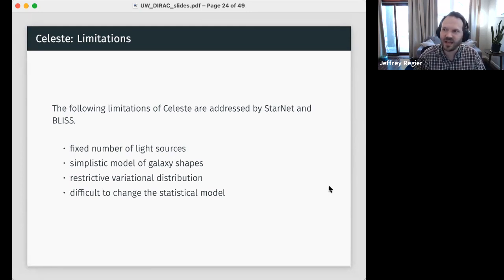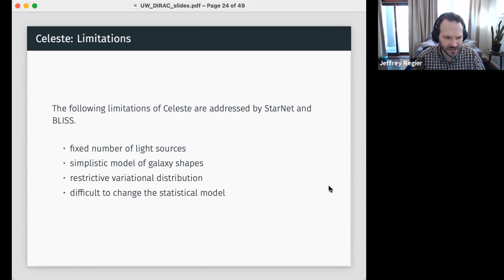The shapes of the galaxies we used were simplistic. The galaxies, as I said, were this mixture of normal distributions. And I found that to be a serious source of misfit for many galaxies in practice. The variational distribution we used was restrictive as well. I showed you that capital Q, and I said, the bigger you make it, the better it gets. We had to make a lot of approximations, and we had to really constrain the variational distribution in order to make the optimization problem tractable, something that we could solve fast.